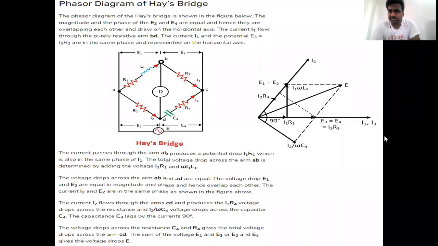In the previous class we were discussing the concept of Hay's bridge. What is the main objective of Hay's bridge? The main objective of Hay's bridge is to measure inductance. We are in the concept of AC bridges, and that too in the measurement of inductance.